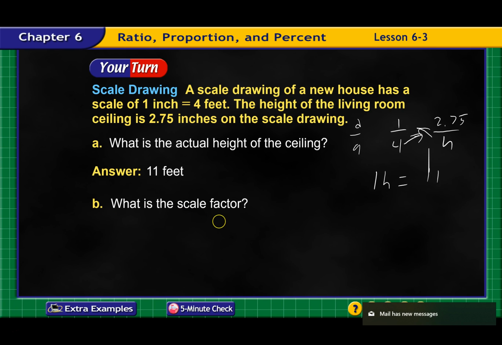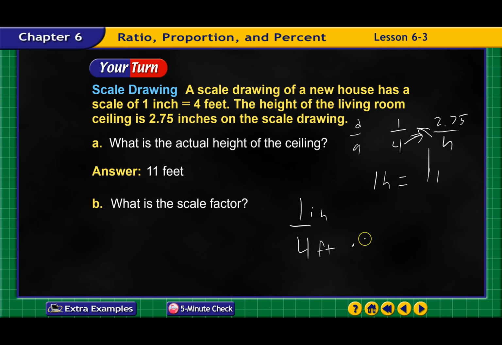Okay, so the scale factor, I had 1 inch over 4 feet. So we need to get it into the smallest unit, so I need to convert 4 feet into inches. So 4 feet times 12 inches would give me the correct number.